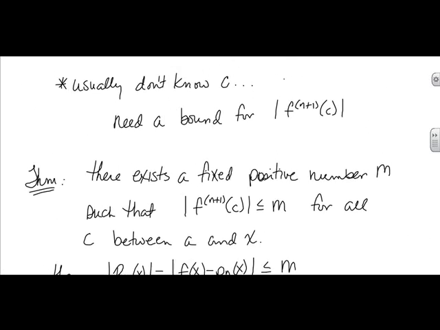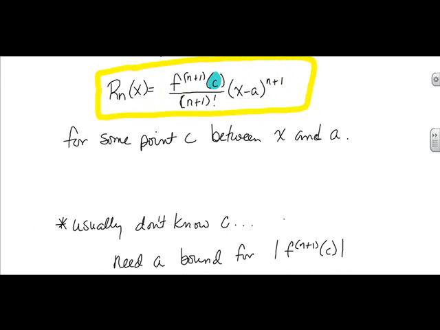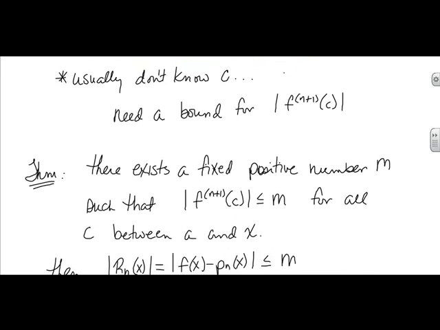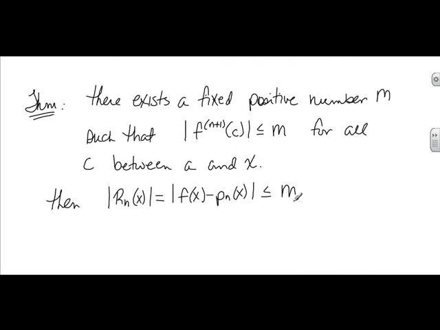Okay, there's our remainder theorem. We've got the derivative evaluated at c divided by n plus 1 factorial. So we're saying there is some M that is an upper bound for that derivative. So I would want to write that as M over n plus 1 factorial, and that's going to be positive because we're saying M is a positive number. And then that's multiplied by the absolute value of x minus a to the n plus 1 power.